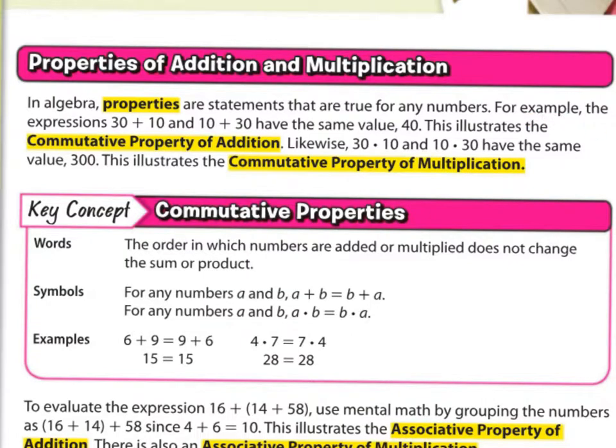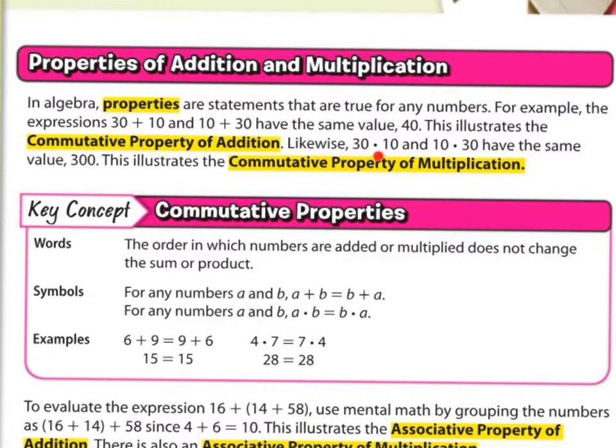For example, the expressions 30 plus 10 and 10 plus 30 have the same value. This illustrates the commutative property of addition. Commutative meaning to commute, to move around. So you can write 30 plus 10 or 10 plus 30, and they're both going to give you 40. So that's the commutative property of addition.